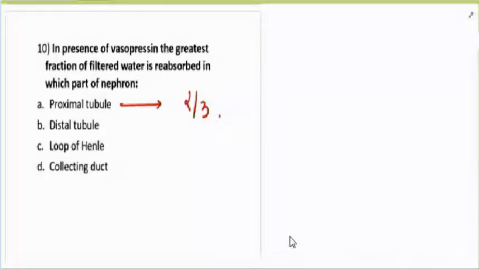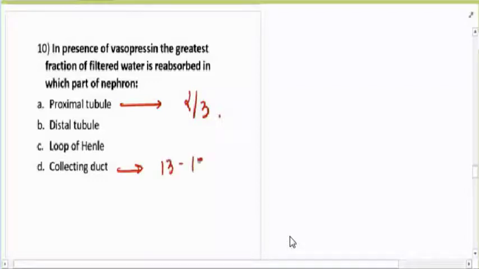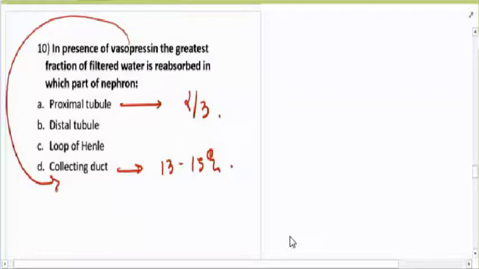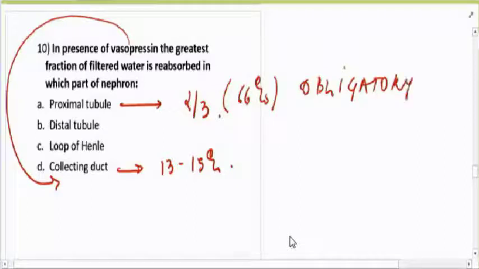ADH only controls about 13 to 15% of the water absorption from the collecting duct, right? So even if ADH controls the water absorption only from the collecting duct, what happens in the proximal tubule is two-thirds of the water, or 66% of the water, is going to be absorbed, and this is called obligatory reabsorption of water. That means this will happen whether ADH is present or not, right?